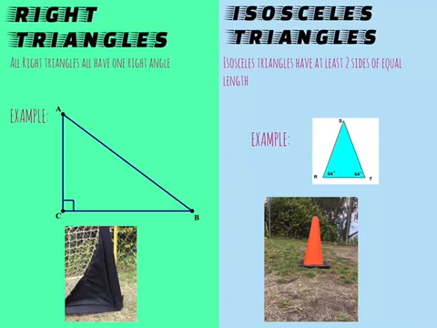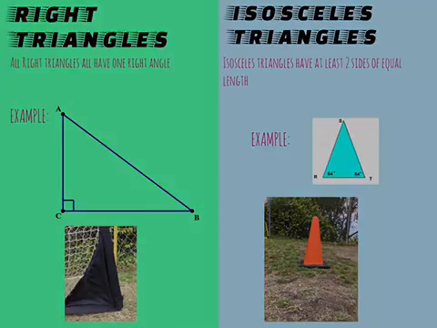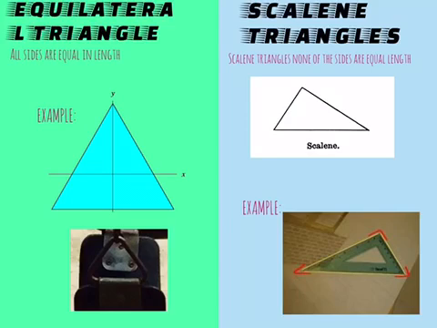All isosceles triangles have at least two sides that are equal in length. Some isosceles triangles are also right triangles. Equilateral triangles. All sides are equal in length. Scalene triangles. None of the sides are equal in length.